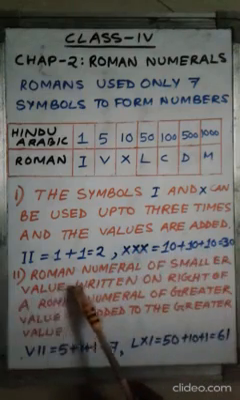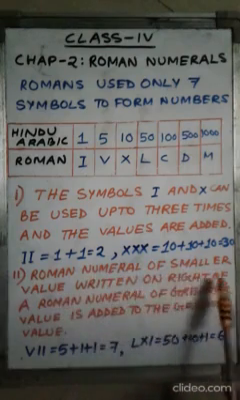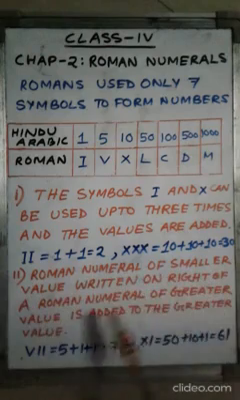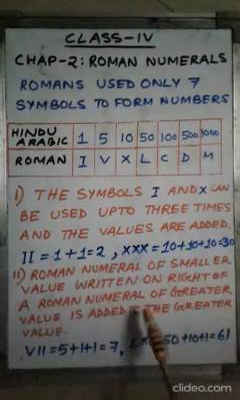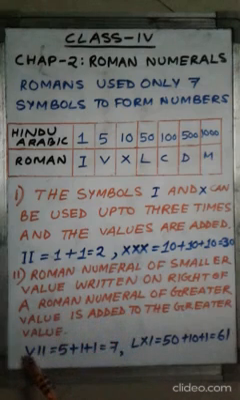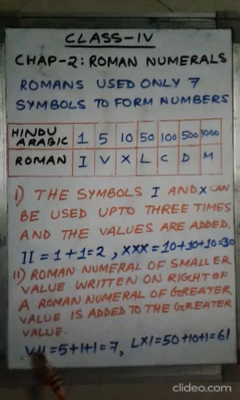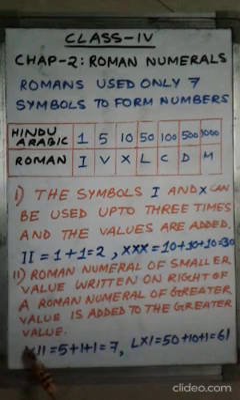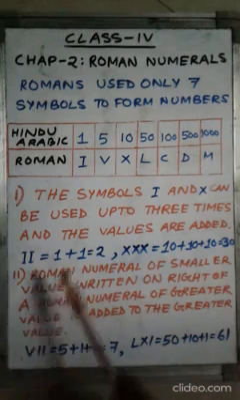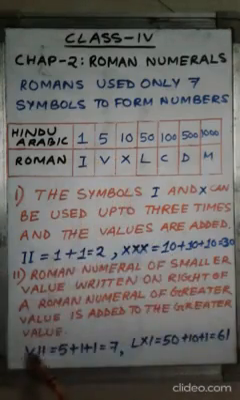Rule number 2: a Roman numeral of smaller value written on the right of a Roman numeral of greater value is added to the greater value. If a greater Roman numeral is written on the left side of a smaller Roman numeral, then the values of the smaller Roman numerals will be added to the greater Roman numeral. That means if I have a symbol like this, this is the greater value, having value 5, and this is having value 1. So 5 is greater than 1.